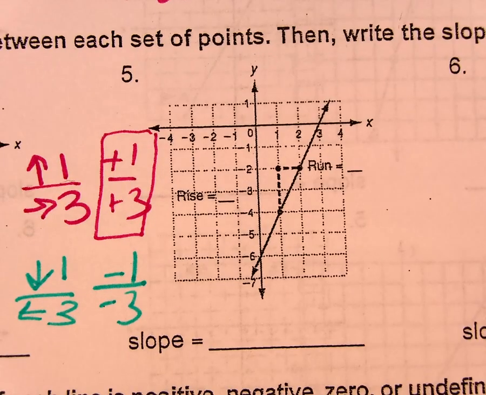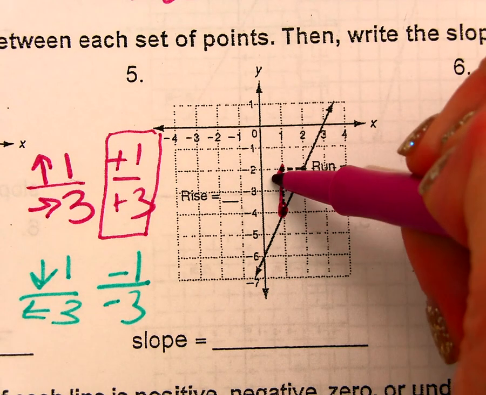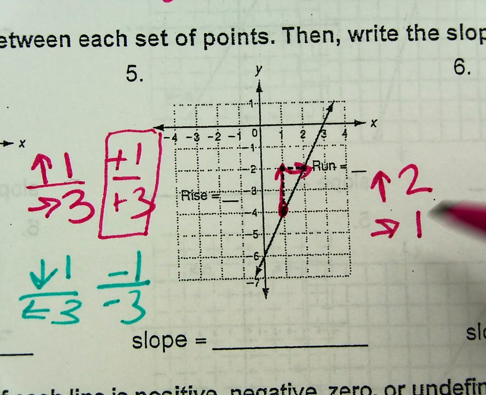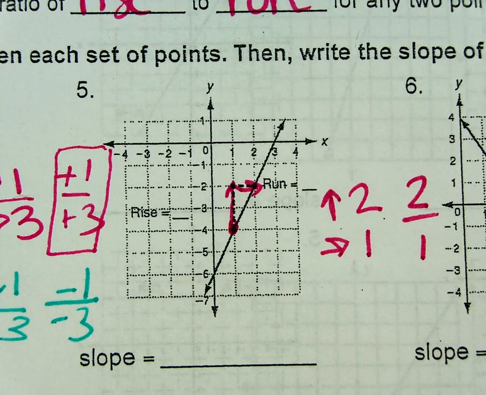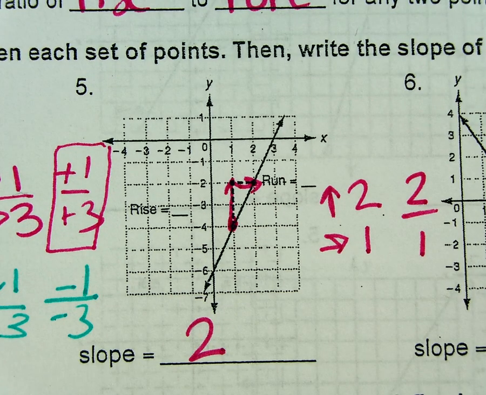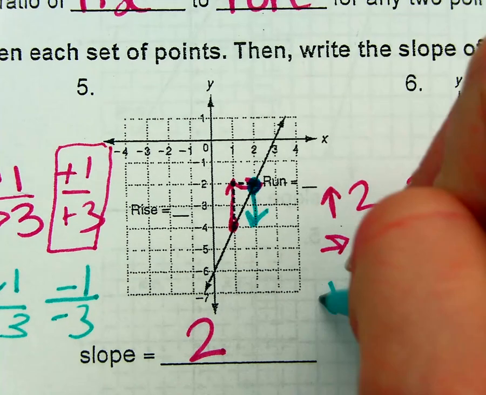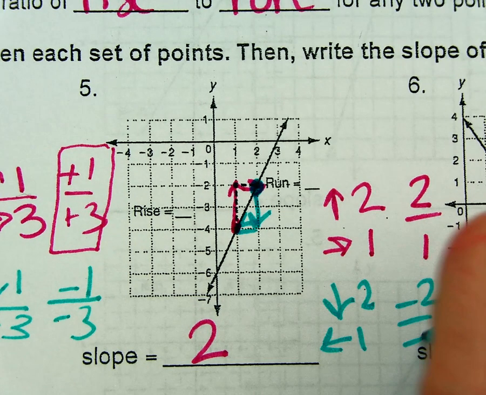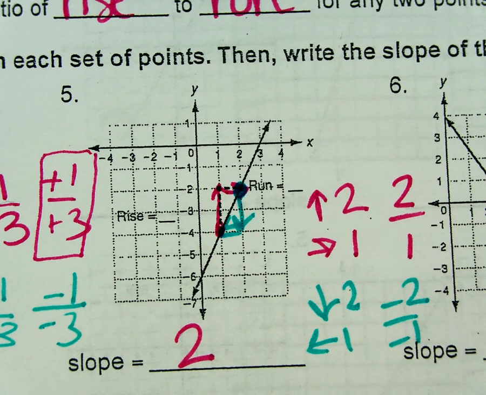So if we go to the next one, start from one of your points. In this case, we're going up 2, to the right 1. And 2 over 1 in simplest form, if you need to use your calculator, is just 2. You may also go from the other direction. You may start from this point and go down 2, left 1, which is -2 over -1. And if you simplify that, you still end up with 2.